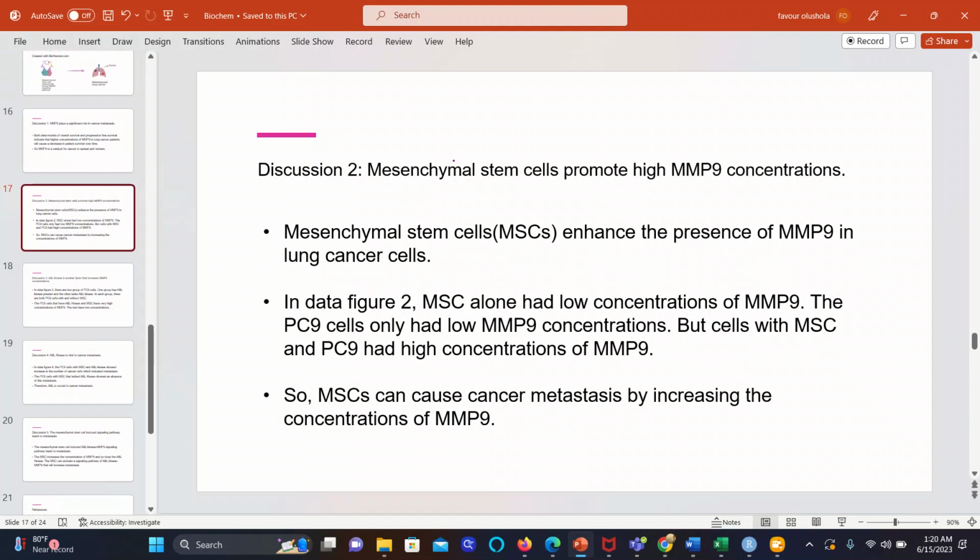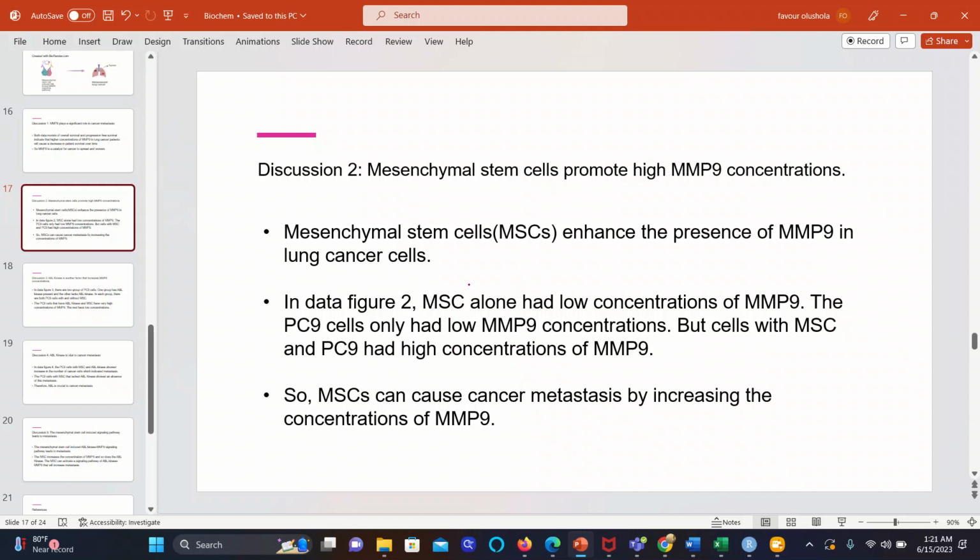So the second discussion states that mesenchymal stem cells promote high MMP9 concentrations, and this is basically indicated by the second data figure. It lets us know that when mesenchymal stem cells are present, they do enhance and enable higher concentrations of MMP9 in lung cancer cells. We know this because in the second data figure, when there was only mesenchymal stem cells, we had low concentrations of MMP9. When there was only PC9 human lung cancer cells, we had low MMP9 concentrations. But when we had a combination of MSC and PC9, we saw higher concentrations of MMP9.